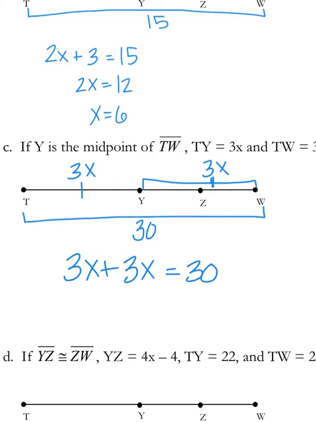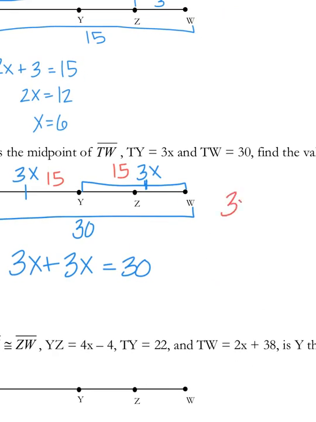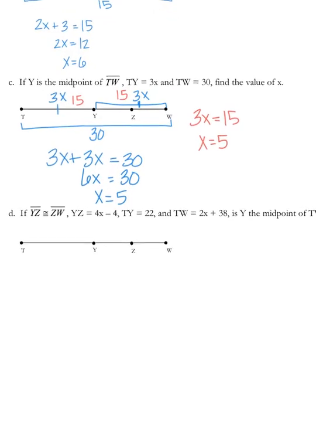Another way, if you know that two parts are the same and the total is 30, I could say that this is 15 and this is 15. So I could have said 3x equals 15. Both are correct. Both are going to give you the same answer. X equals 5. Over here, if you divide by 3, x equals 5 as well. Get the same answer, just different way of thinking about the problem.